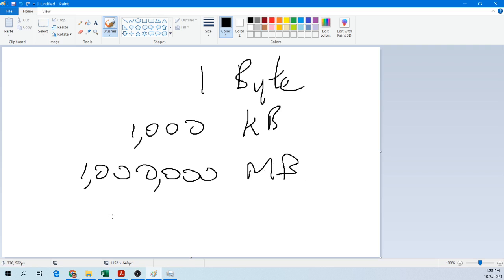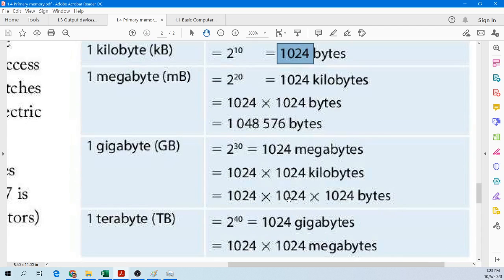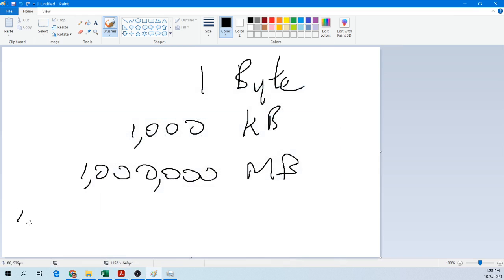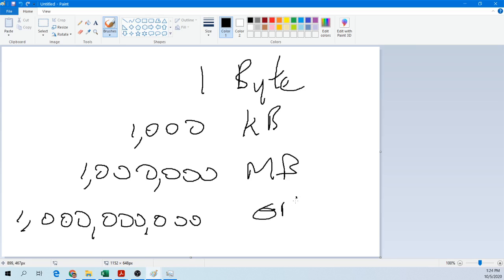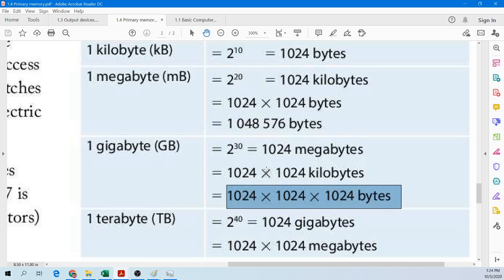Now, if you add three more zeros again, basically multiplying this 1 million by 1,000 again, as shown here, 1024 by 1024 by 1024, you will get 1 gigabyte. So that's just as if you added on three more zeros to a million, which is going to be a billion, and that can give you your gigabytes. So that's how data is measured on your computer.